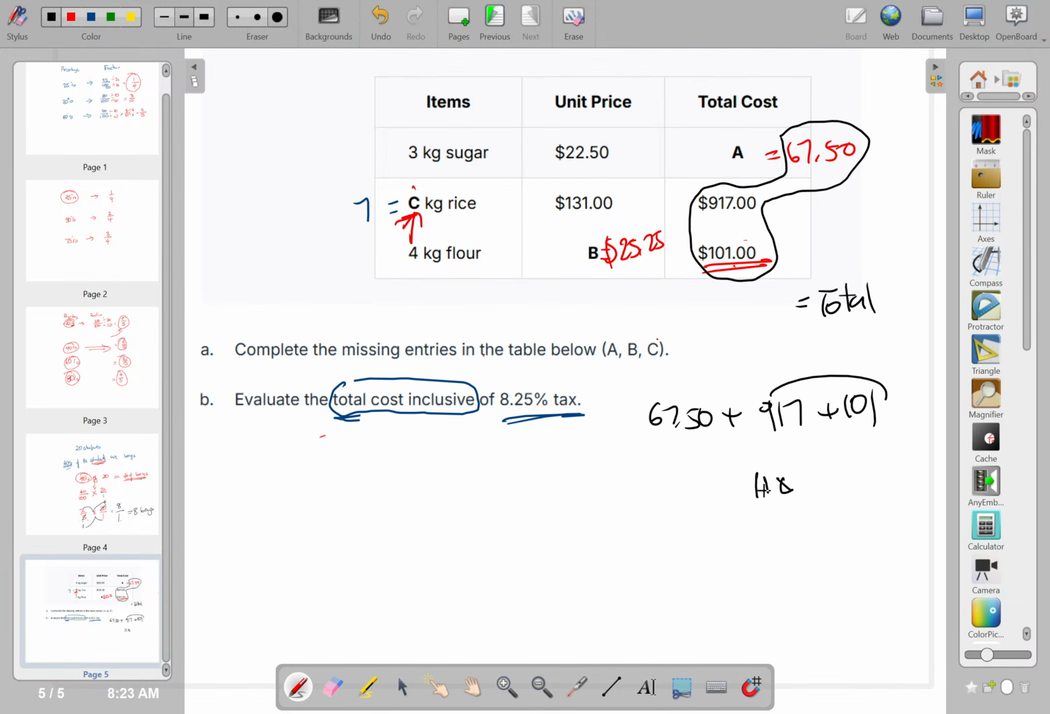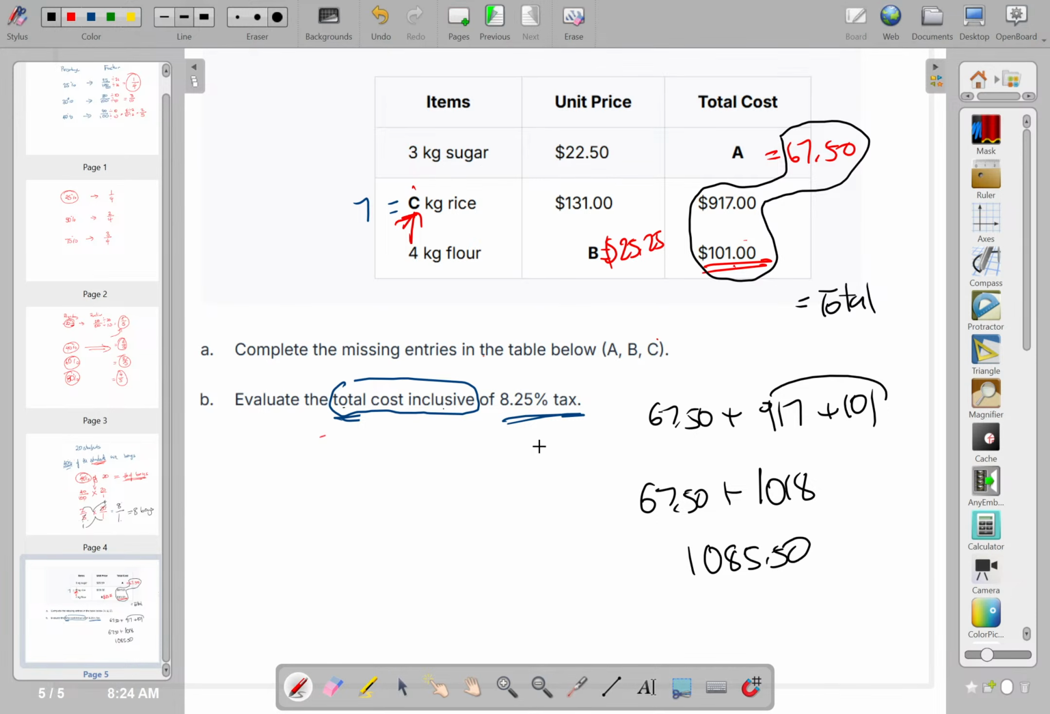This is 1,018. Let me write that in a better way. 1,018 plus 67 dollars and 50 cents. Do it in my head. Let's go. What is that? 1,085.50. That looks like it, right? Audit me if I'm correct. So that's the total cost. Good. It looks like I'm right, Michelle.